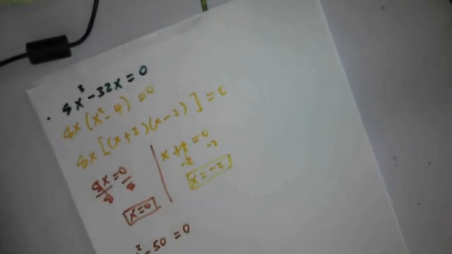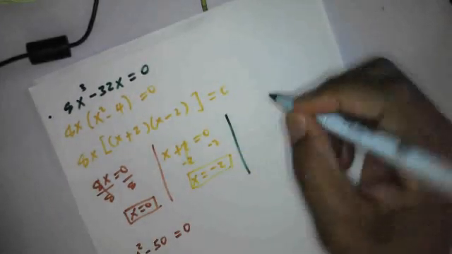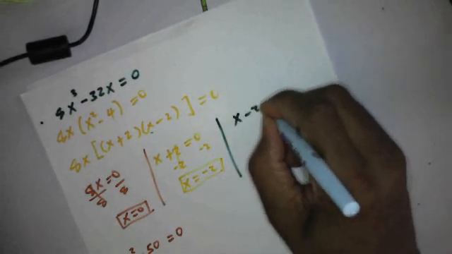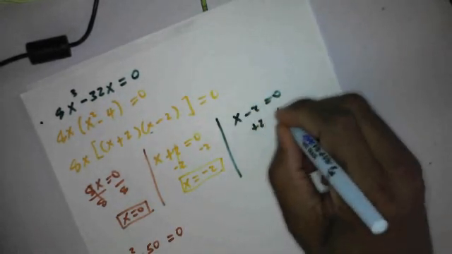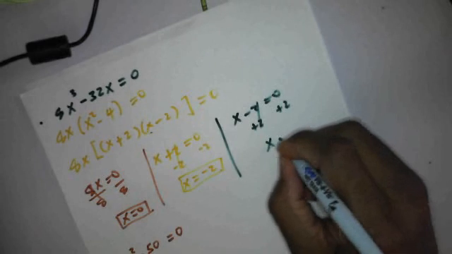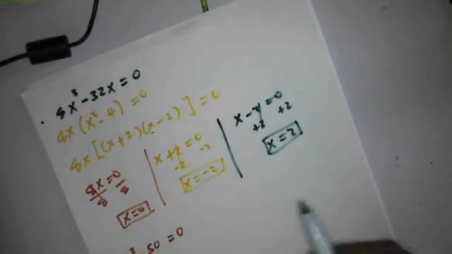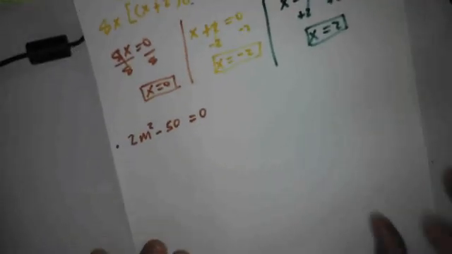And then your final solution, you will equate the other factor, which is x minus 2, to 0. So that would be x minus 2 equals 0. Then you add 2 to both sides. So x would equal positive 2. Okay? And these would be your three solutions here. Okay? Let's look at our final example.